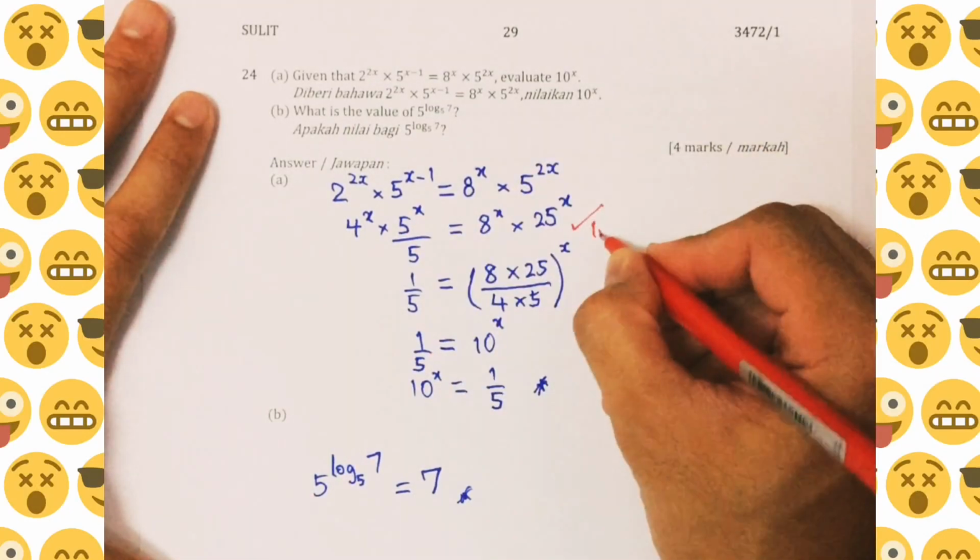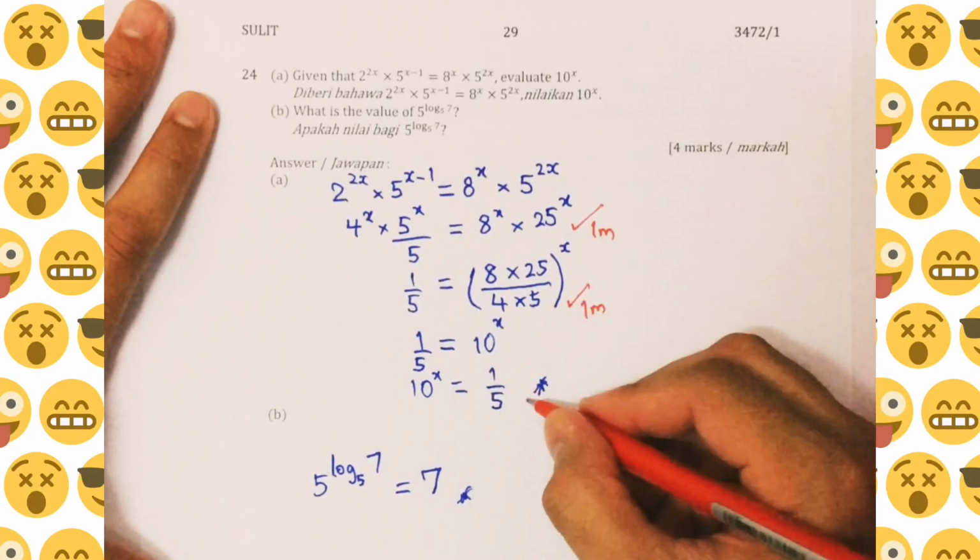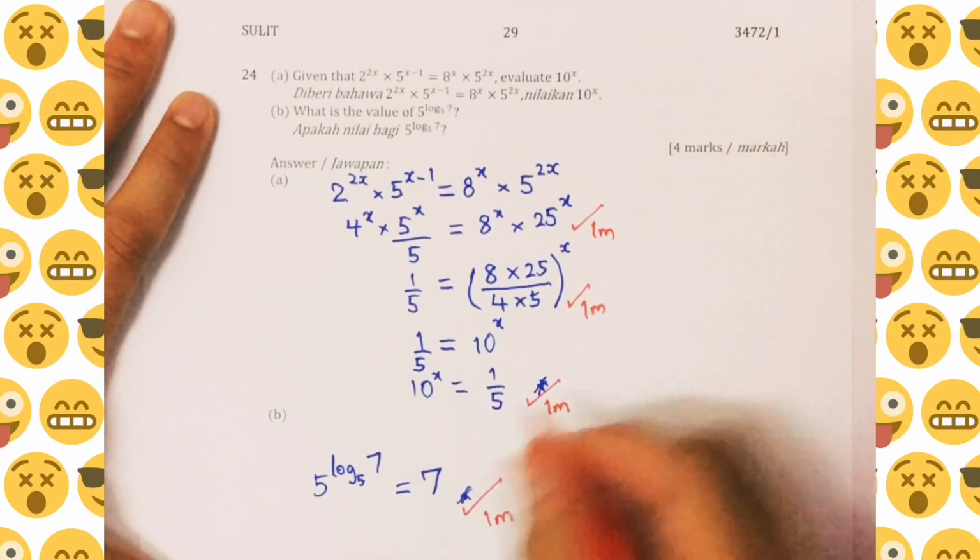So you get 4 marks. If you write this, you get 1 mark. If you factorize, you get 1 mark. The final answer will be 1 mark. And this is also a 1 mark question, 1 mark answer.